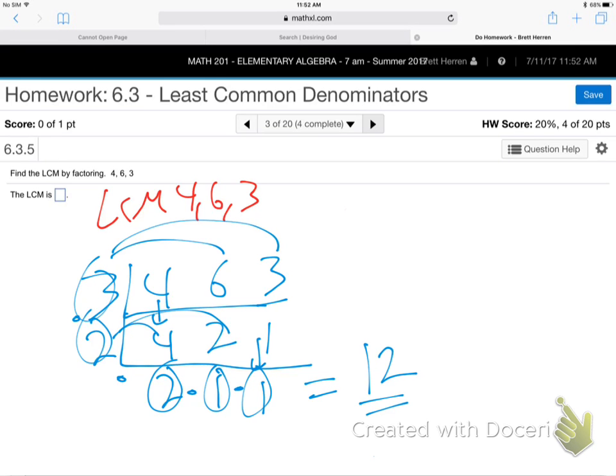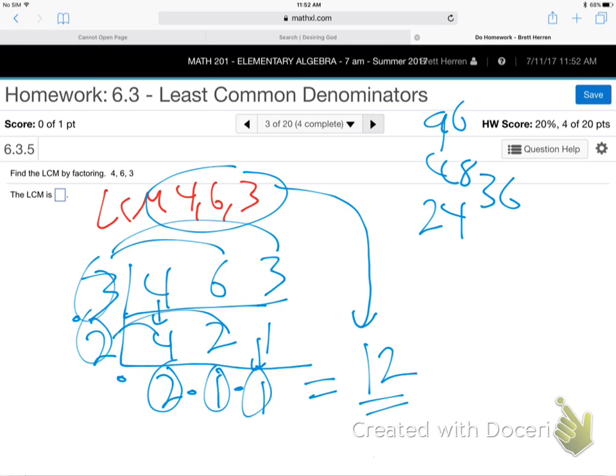12 is the LCM. What does that mean? That means all these numbers divide evenly into 12. And they do, don't they? 4 goes into 12, 6 goes into 12, 3 goes into 12. Now, they also go into 24, don't they? Yeah. And 48, and 96, and 36. There are lots of numbers that they all go into, but this is the least common multiple. It's the lowest of all the numbers they go into. It's kind of weird that we call it least, but it's bigger than them. But it's least among the common multiples, is what that means.